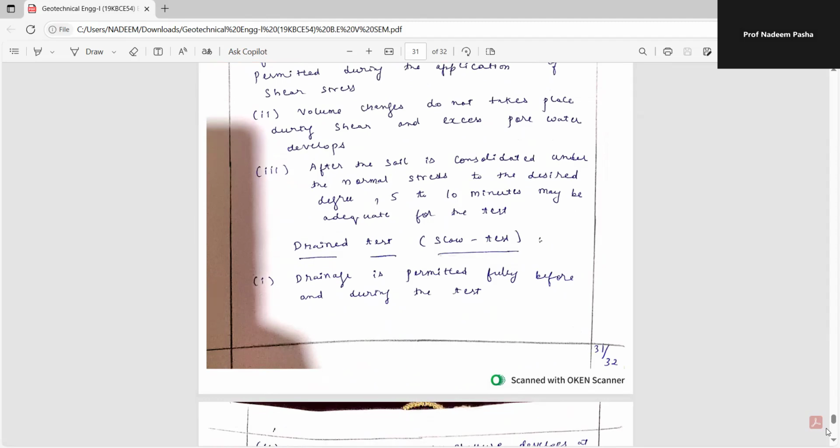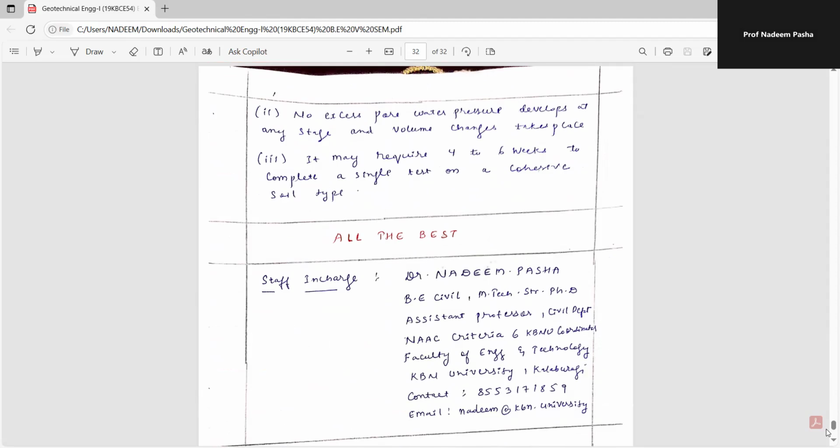Drained test or slow test. Drainage is permitted fully before and during the test. No excess pore water pressure develops at any stage. Volume change takes place. It may require 3 to 6 weeks to complete a single test on a cohesive soil.